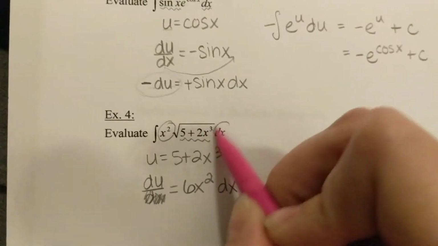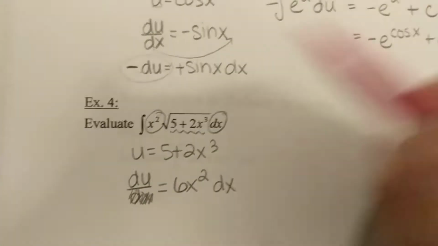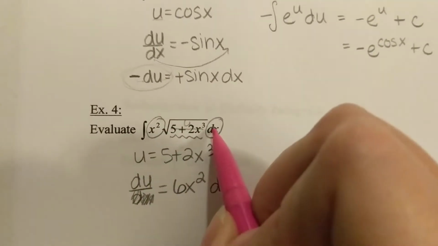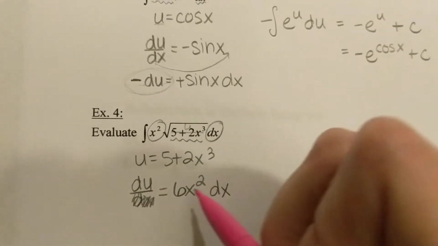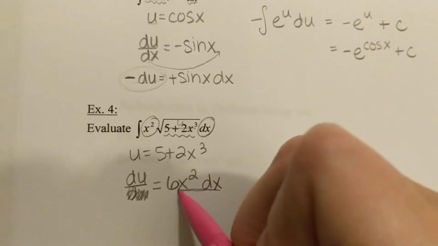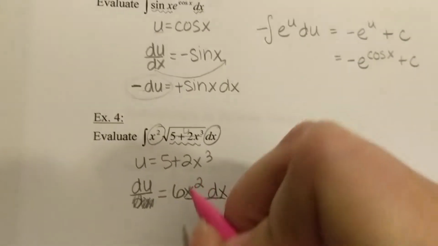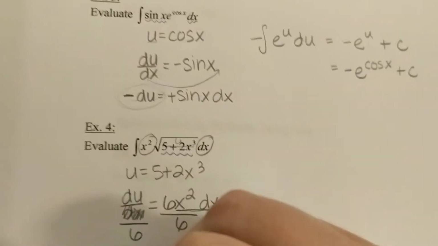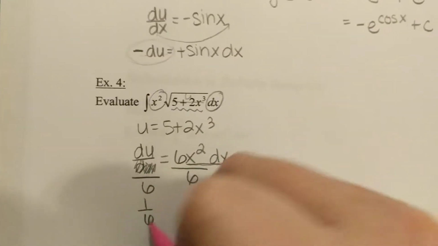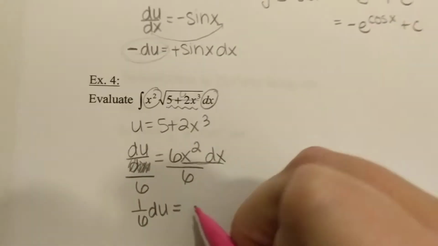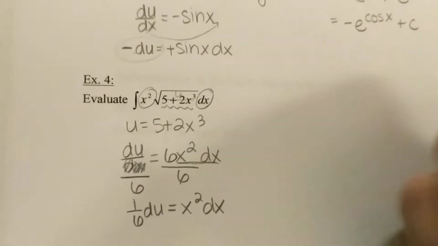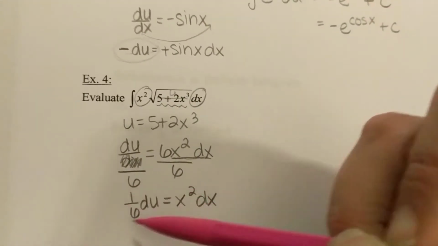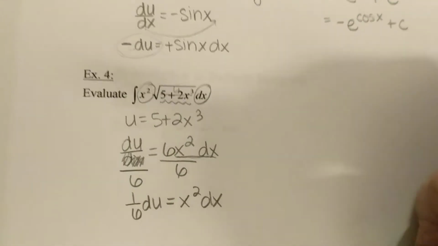And I want you to notice, here's the other part I'm trying to replace. I've already replaced all of this with a u. I'm trying to replace this, x squared dx. Well, there it is, but there's one little piece standing in my way. So I'm going to divide by 6 to get rid of that. So I've got 1/6 du equals x squared dx. Now I have the perfect replacement. X squared dx is going to be replaced by 1/6 du.